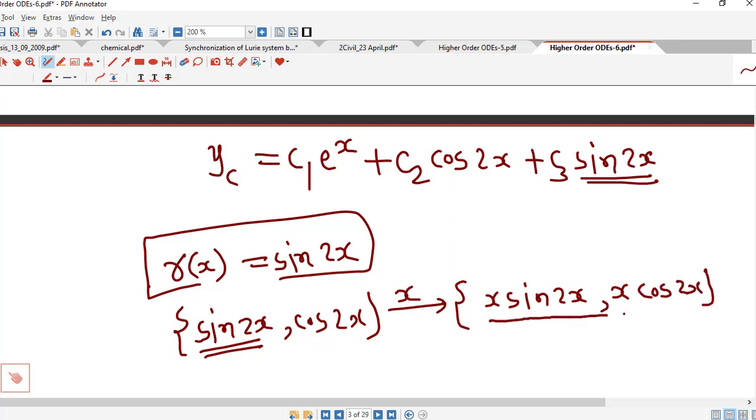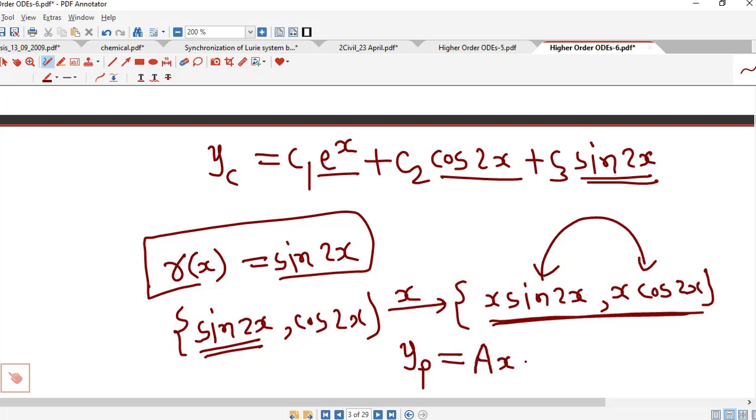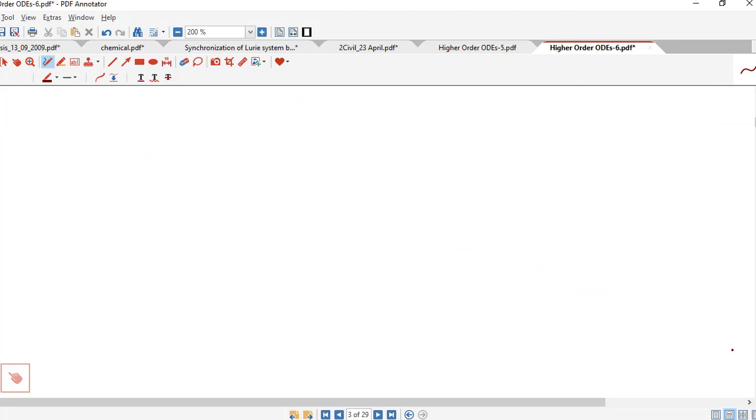Now again we check whether any member of this modified family is present in the complementary function or not. So now no member is present in the complementary function, so our choice for particular integral will be a linear combination of these two functions, ax sin 2x plus bx cos 2x. So we can discuss one more case.